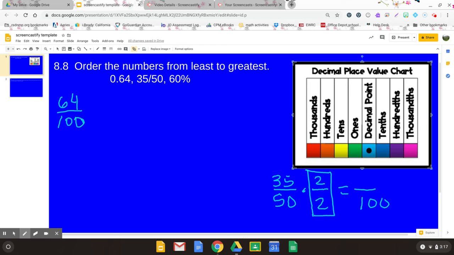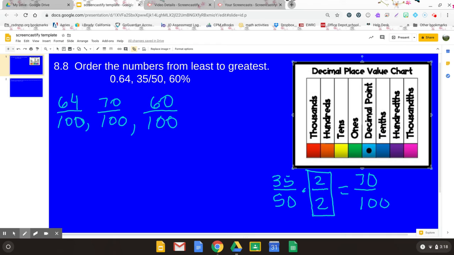Because remember, anytime you multiply any number by 1, you're not changing the value of the number. But in the case of fractions, if you multiply a fraction by a giant 1, it may end up looking different. So 35 times 2 is 70. So 70/100ths is the same as 35/50ths. They just look different. So now I'm going to come back and write that over here. I have 70 over 100. And then remember that the word percent means per 100. Cent means 100. So if I have 60%, I have 60 per 100, or 60 over 100.